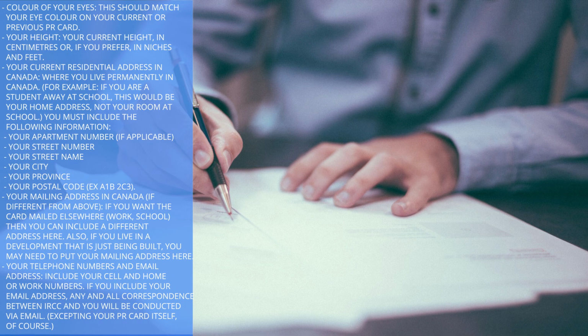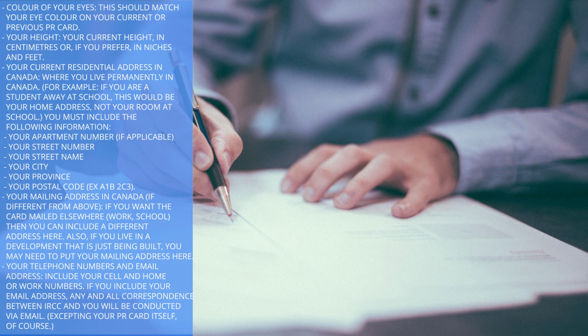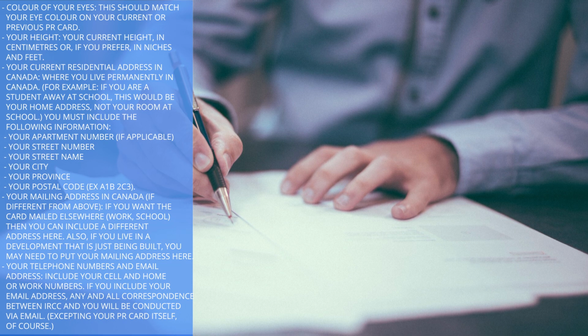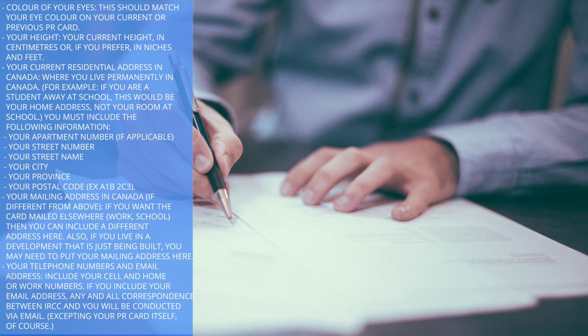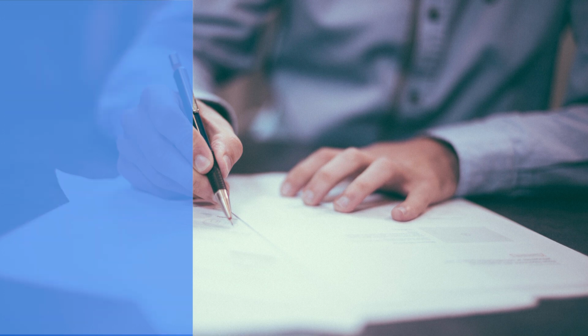9. Your current residential address in Canada, where you live permanently in Canada. For example, if you're a student away at school, this would be your home address and not your room at school. You must include the following information: your apartment number, if applicable, your street number, your street name, your city, your province, your postal code.